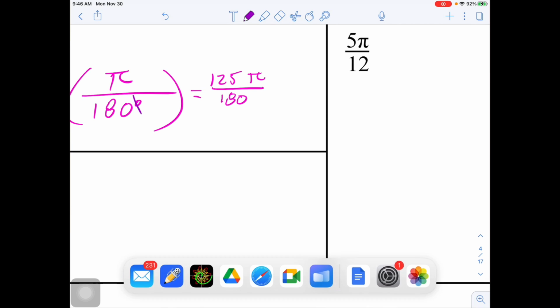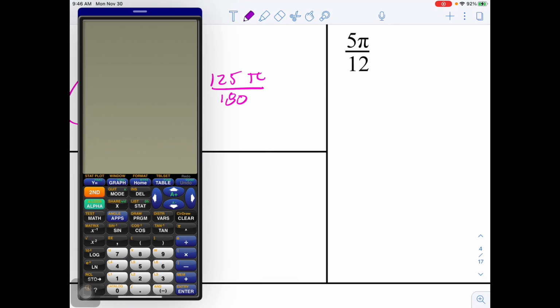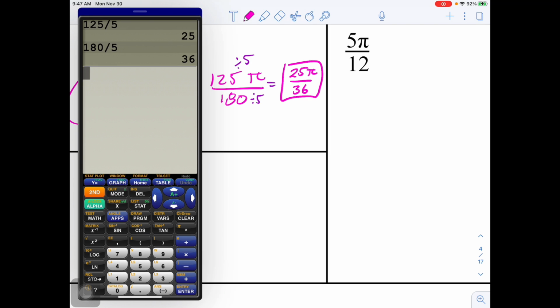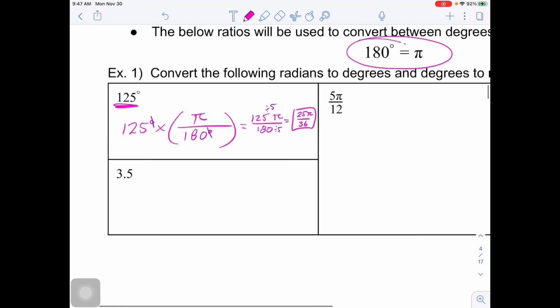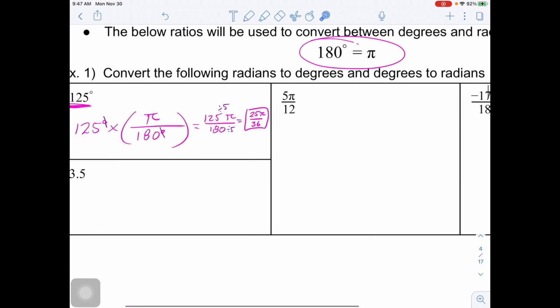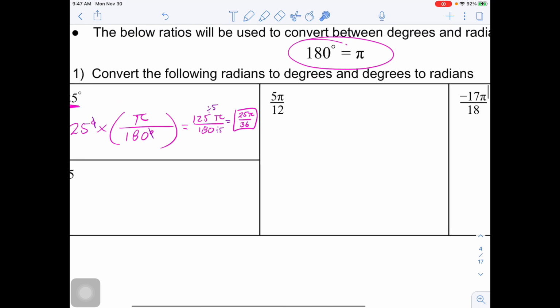And then from here, what are both these numbers divisible by? Well, it looks like they're definitely divisible by 5. So 125 divided by 5 gives me 25, and 180 divided by 5 gives me 36. That would be all that they are divisible by together. Since these are both divisible by 5, I can simplify, and that will become 25 pi over 36. And there is our solution. That is one way, and this is the way I prefer doing it. But again, is my way the highway? Absolutely not. You can do it many different ways.